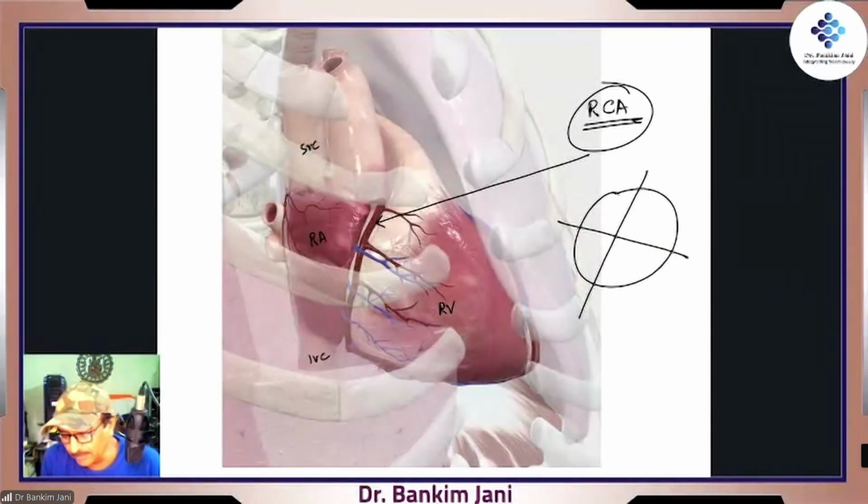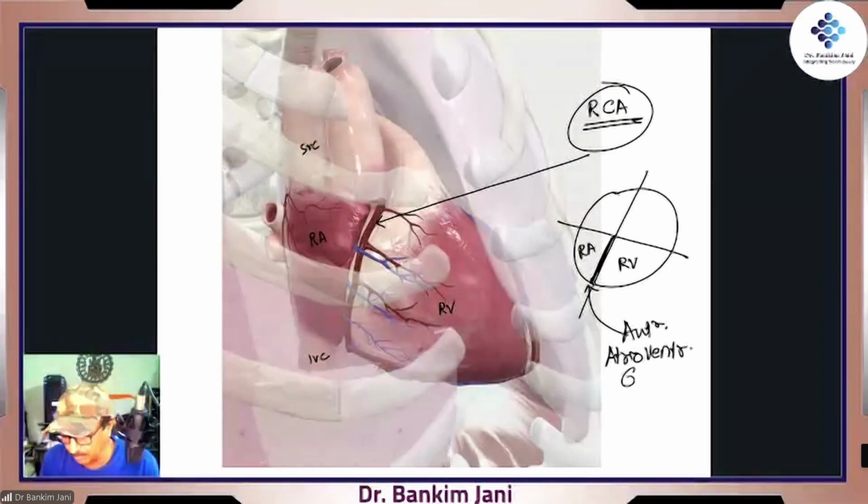So this is that groove. Sorry, my mistake. This one would be the groove. So right atrium, right ventricle, and that's why this one would be called the anterior atrioventricular groove. The place for the right coronary artery.